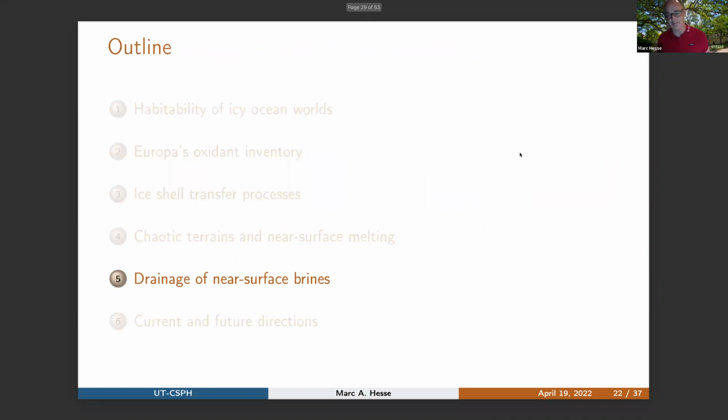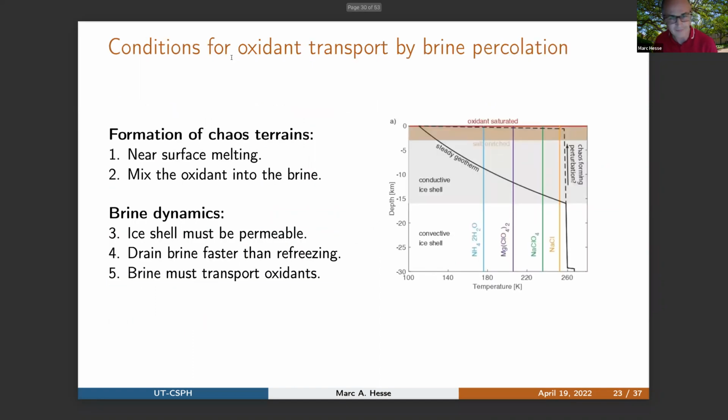So with that, we can finally move on to the things that we've actually been looking at. If we want to bring oxidants down by draining the water, that's the melt underneath the chaos terrain, well, then first we need to have near surface melting, right? And I've just talked about this. Secondly, we need to mix the oxidant into the brine, right?